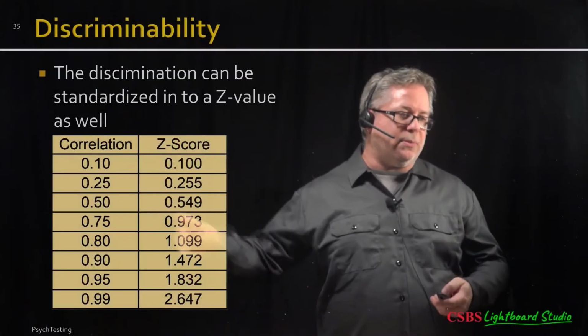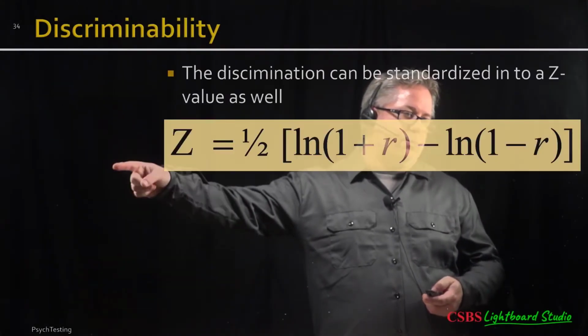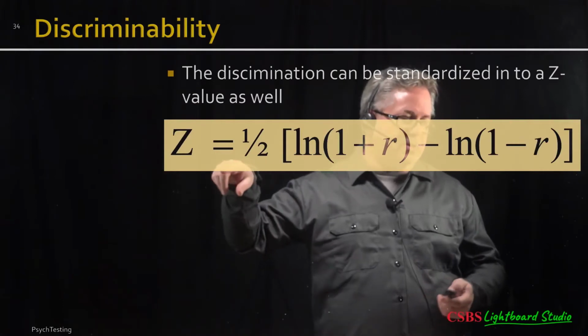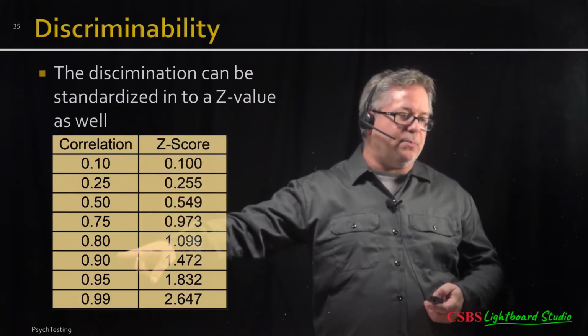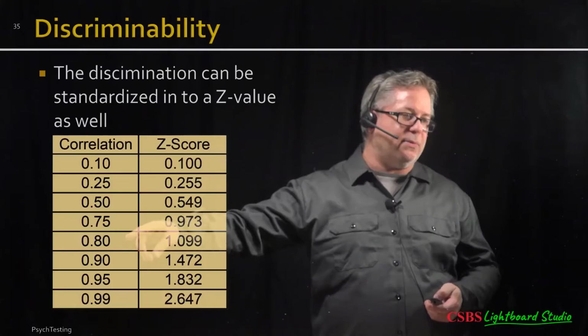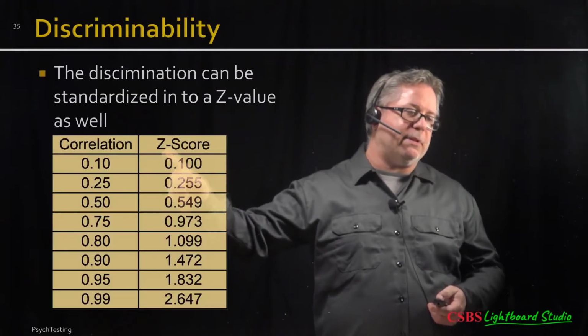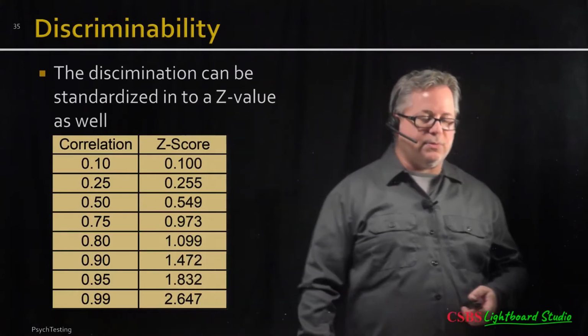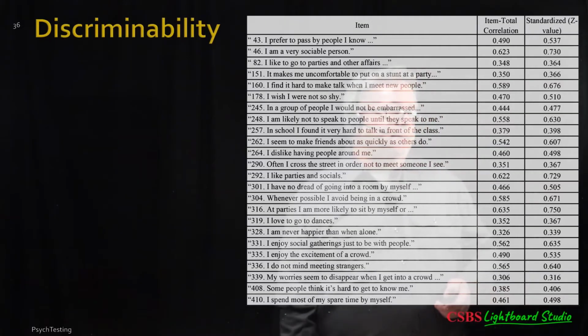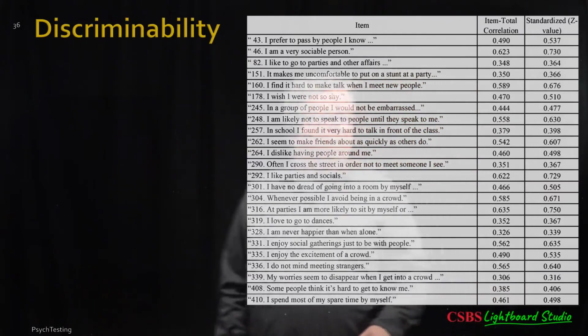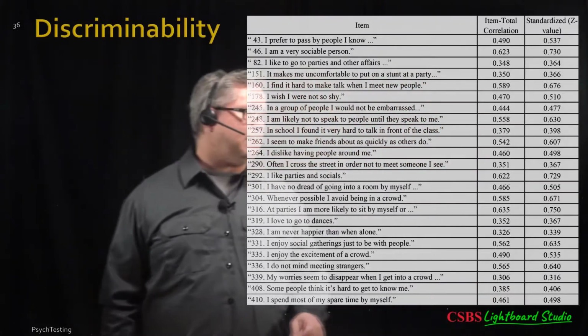And all I did here is I took 0.10, plugged it into this equation, and I got back 0.10. 0.25, plug it in. Right, so I put 0.9 into this equation, I get 1.472. All right, so we can look at all these items that we talked about before.